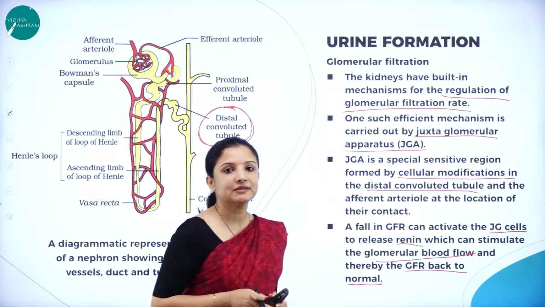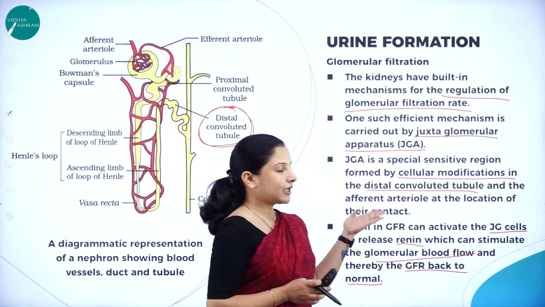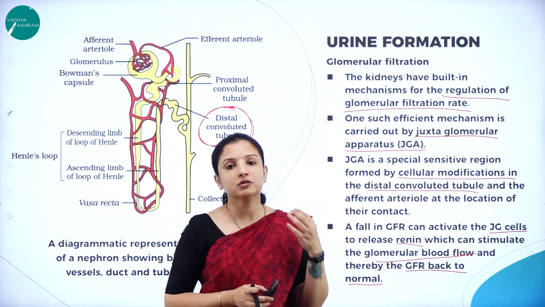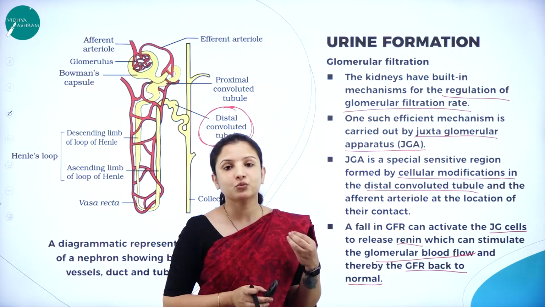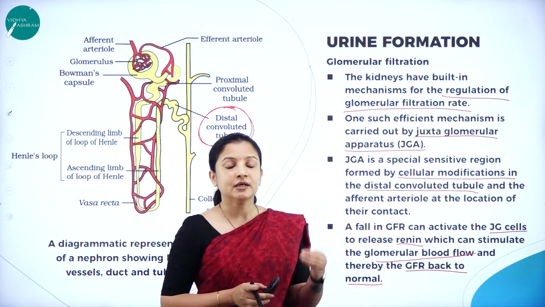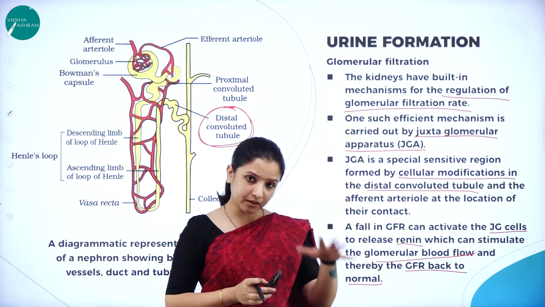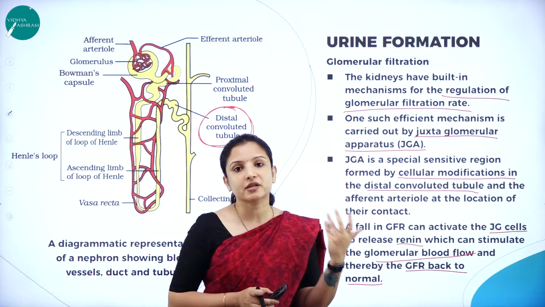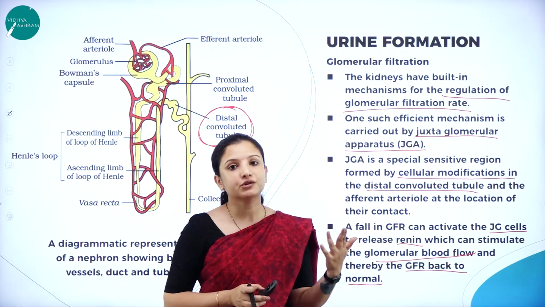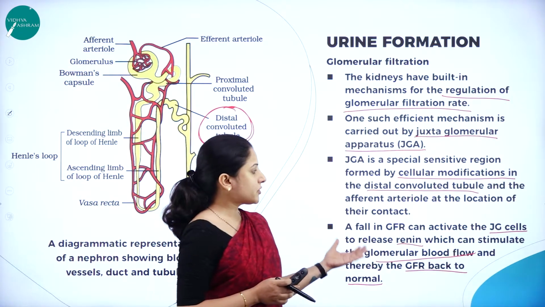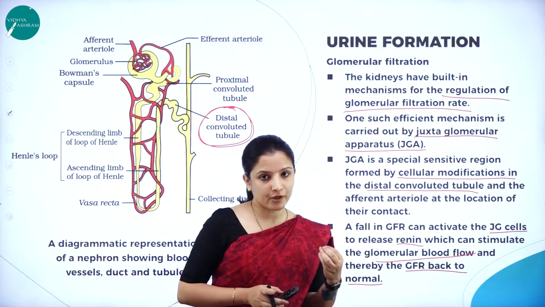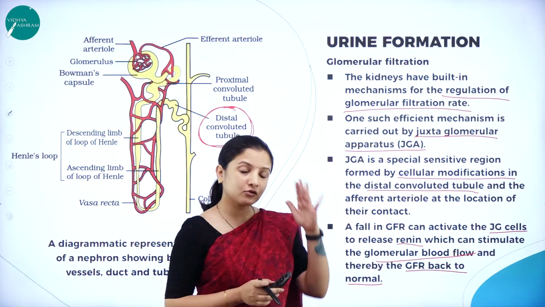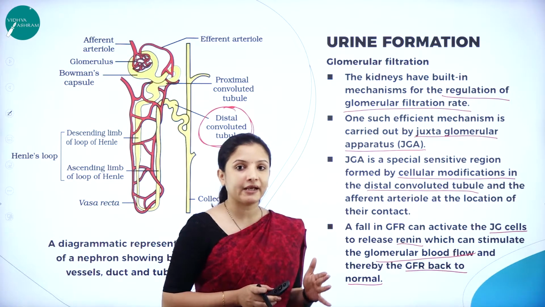So what happens sometimes when there is a fall in the glomerular filtration rate? I told you the glomerular filtration rate is 180 liters per day, right? That is how much filtrate is obtained after the filtration of somewhere around 1100 to 1200 ml of blood. So much glomerular filtrate should be obtained. That is called the glomerular filtration rate, and it should be maintained.